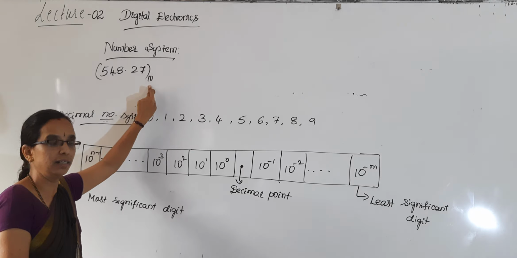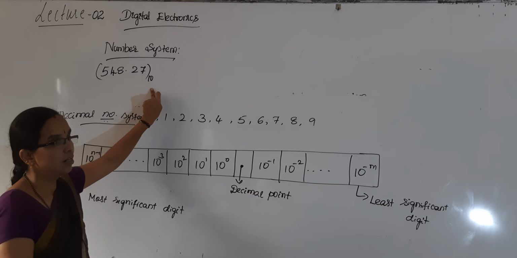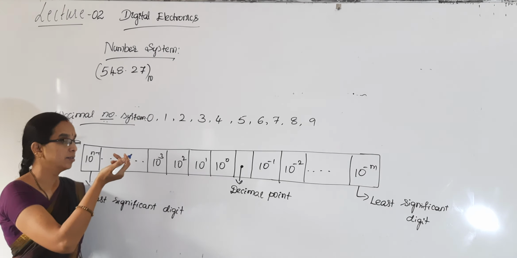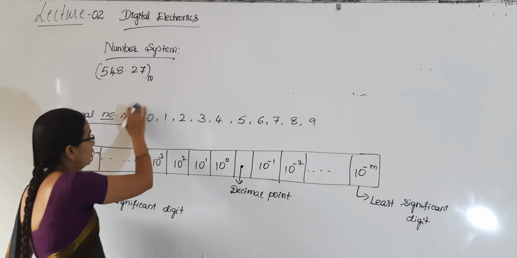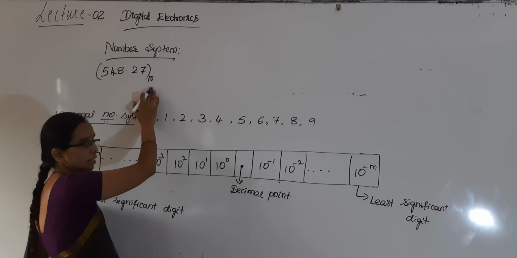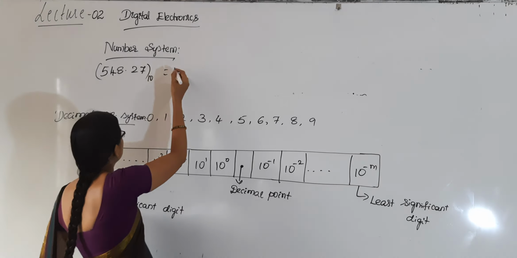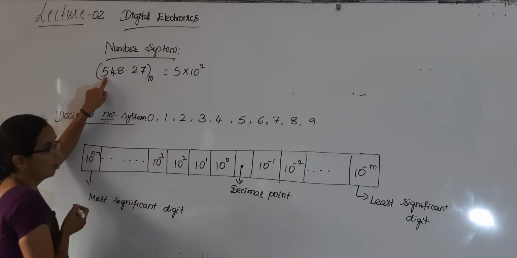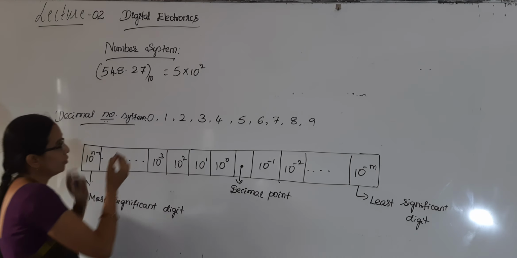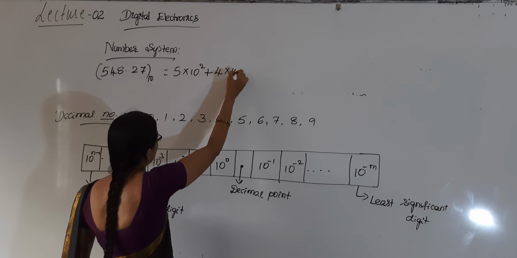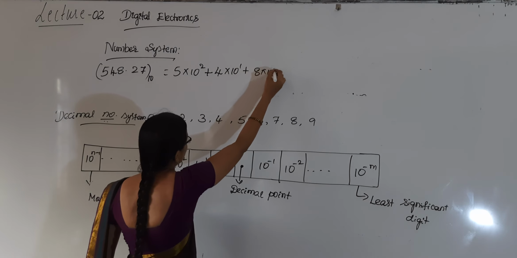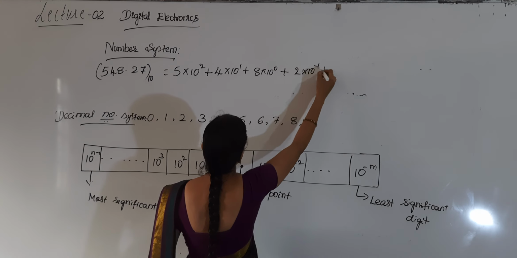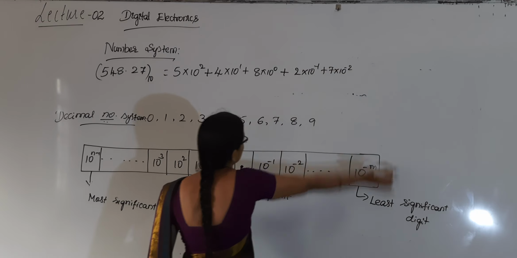We will not put this 10, it is understood. Any decimal number if you write, that will be having the base 10 only. Usually we will not write it, but here to distinguish from the other number system we will write it as a base 10. It is represented 5 into 10 to the power of 2. After 5 we have 2 digits, so 10 to the power of 2, 4 into 10 to the power of 1, 8 into 10 to the power of 0 plus 2 into 10 to the power of minus 1, 7 into 10 to the power of minus 2.